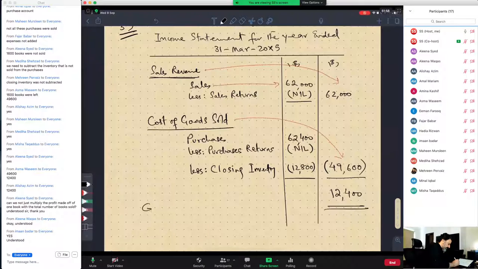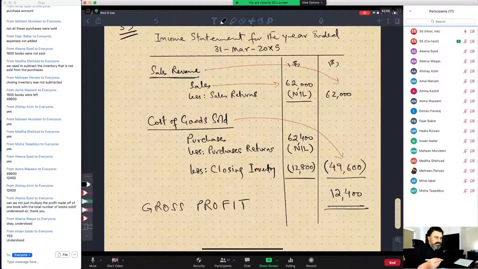And this is what we are going to title as our profit on trading, profit on buying and selling goods. Gross profit is the profit that you purely achieved out of buying and selling goods. So this is your gross profit, the first part of your income statement. The first part of your income statement is only about how to calculate profit on buying and selling of goods.